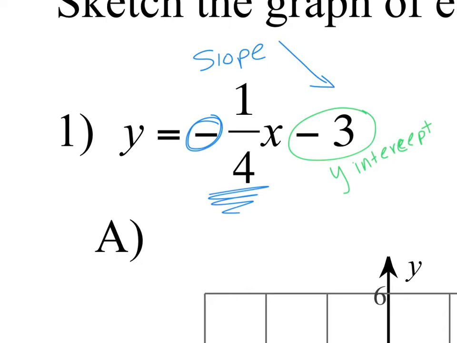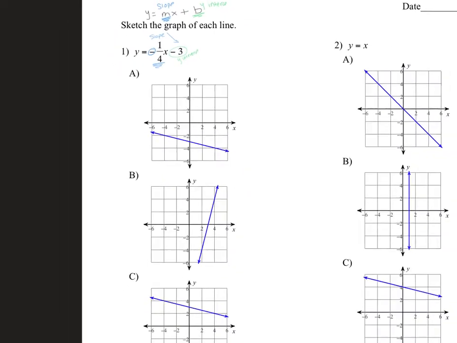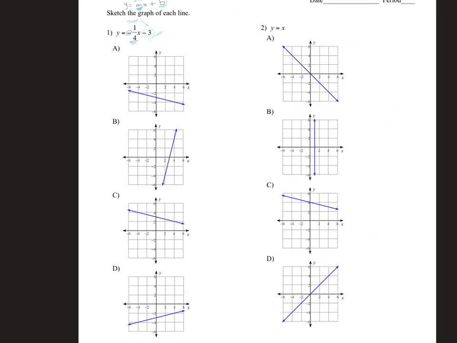So we're looking for the place that the graph hits the y-axis, and it should be at -3. I'm going to zoom out for a moment so you can see all 4 of my choices, and I'm going to show you how you can narrow those down. Because the slope is negative, we're looking for a line that is decreasing. That means it's going to look like that. So we can't have option B, because this one is increasing from left to right. And option D is also increasing from left to right. So we know it's got to be either A or C.